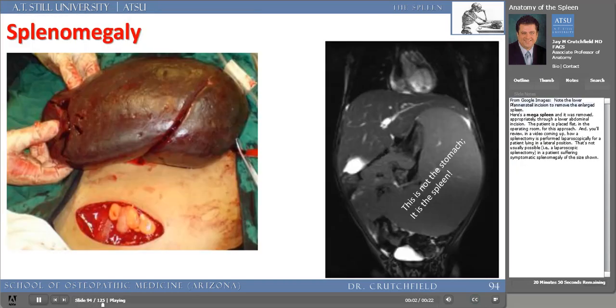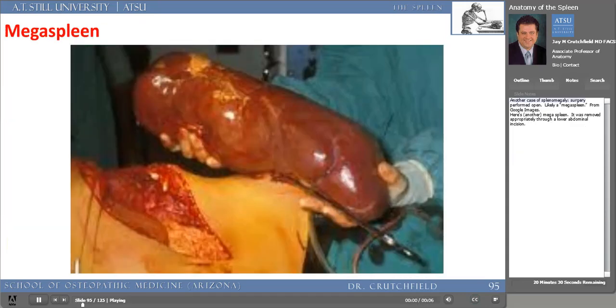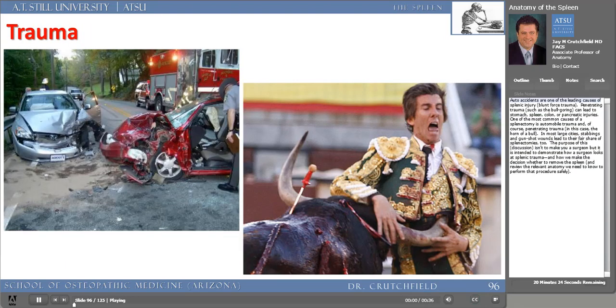Here's a megaspleen, and this was removed appropriately through a lower abdominal incision. The patient is placed flat in the operating room for this, and you'll review a video coming up of how a normal laparoscopic splenectomy is performed with the patient lying in a lateral position. That's not usually possible in a patient with splenomegaly of this size. Here is a megaspleen. This was removed appropriately through an open abdominal incision.